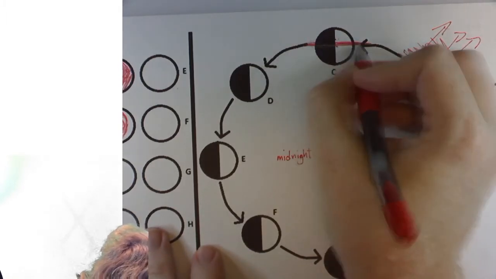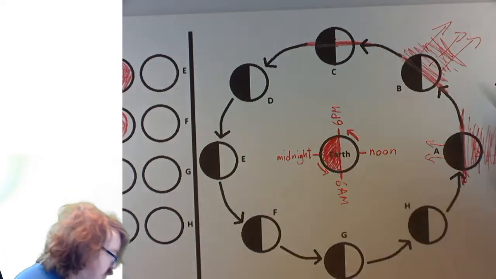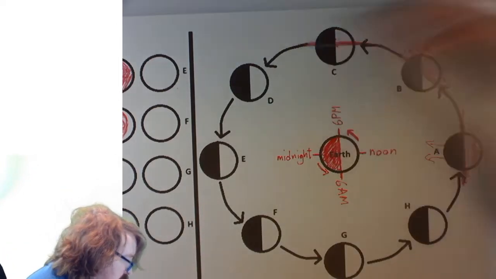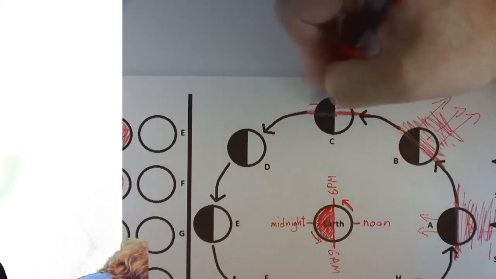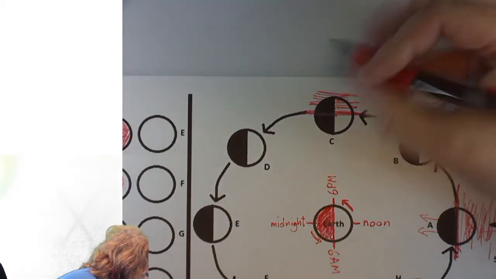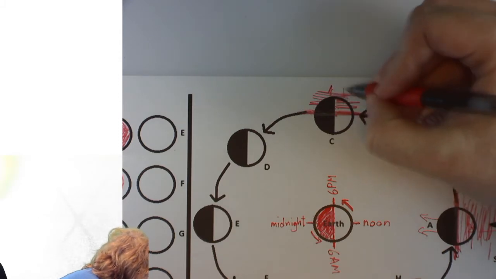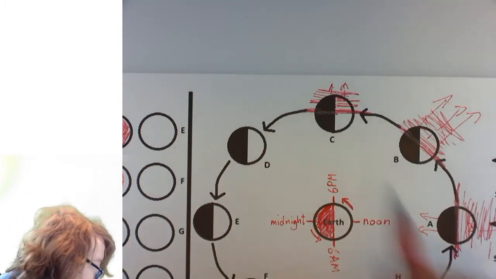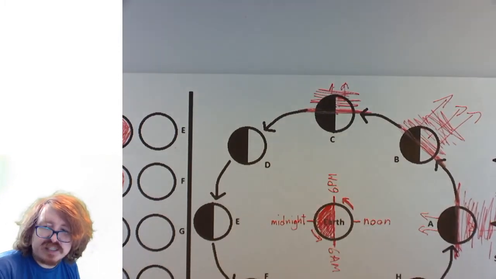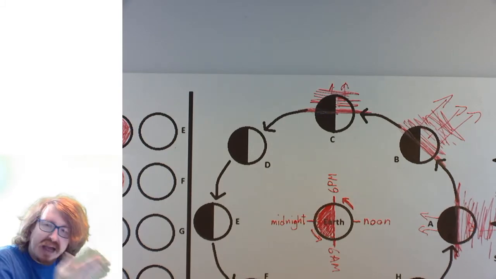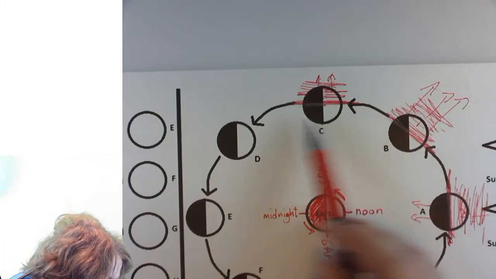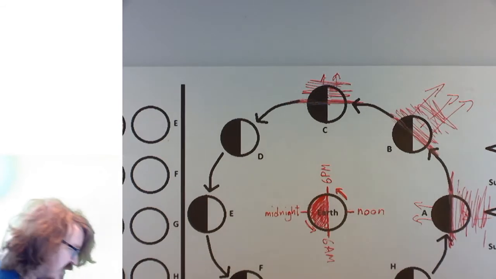Remember, the easiest way to cut the moon in half is just to connect the arrows on either side of it, okay? And again, we don't care about the part that faces away from us. We can't see that part. We can only see this part. How much of this moon would be lit up from the Earth? How much of moon C is lit up?